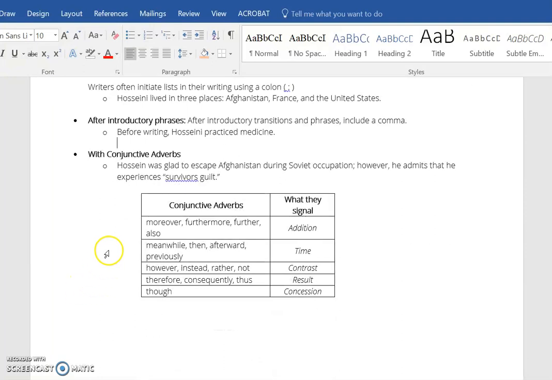Okay, and then with conjunctive adverbs, this is also a review. So if I have 2 independent clauses that are stuck together with a semicolon, like I do here, Hosseini was glad to escape Afghanistan during Soviet occupation; however, he admits that he experiences survivor's guilt. So 2 independent clauses here stuck together with a semicolon. I have a transition word or a conjunctive adverb, which is however, so I need to put a comma right after it. This again is a review of what we learned last week and the week before.